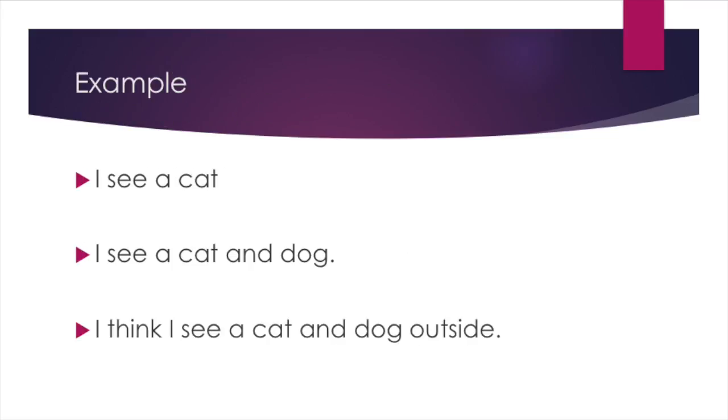An example of this is, I see a cat. I see a dog. I think I see a cat and dog outside. Again, they're increasing the length of their phrase and naturalness of speech. I see a cat. I see a cat and dog. I think I see a cat and dog outside.